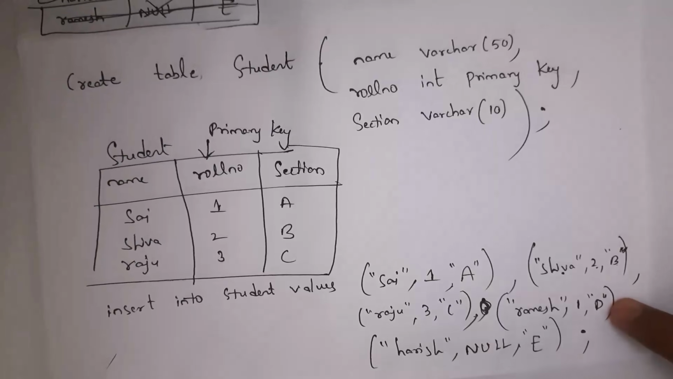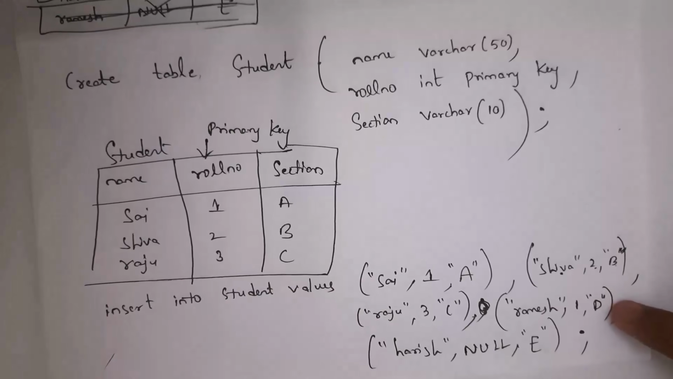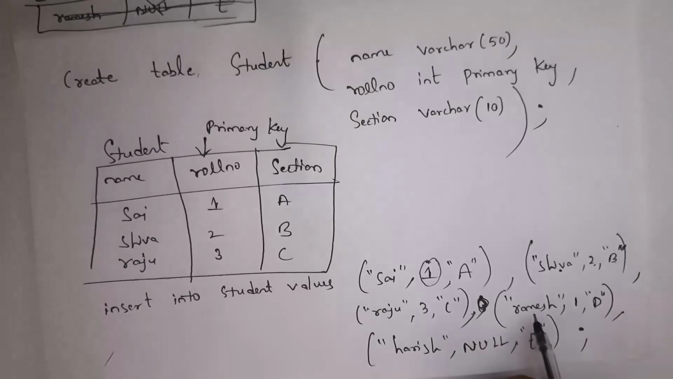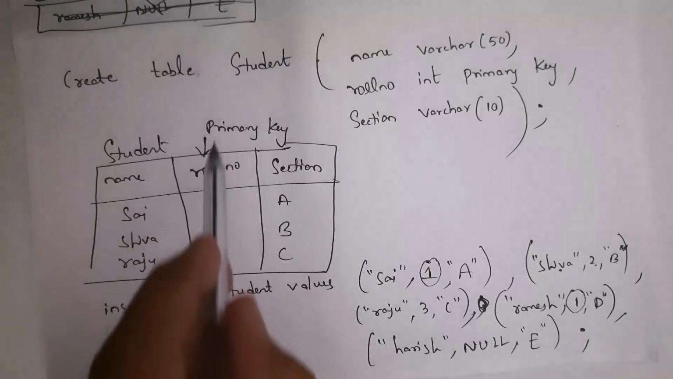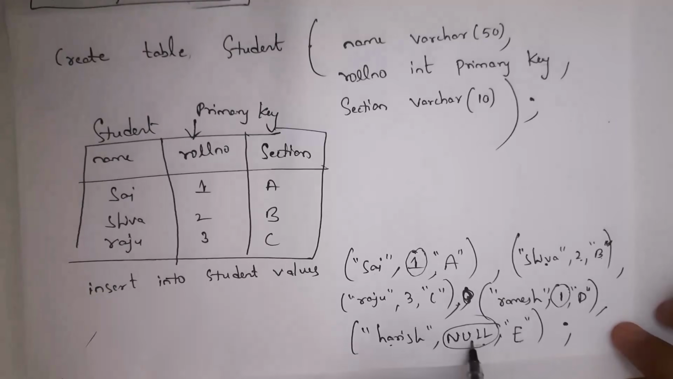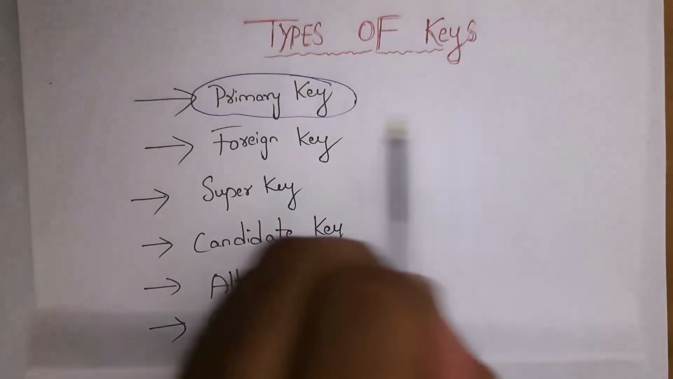Give a semicolon at last. Guys, whenever you write this code and click enter, it will display an error because here already for Sai I gave rule number 1. So again for Ramesh I gave rule number 1. So duplicate values are not accepted because I gave a primary key for the rule number column, and also for Harish I gave a null value. Even null values are not accepted. So don't write these 2 records. This is all about primary key.